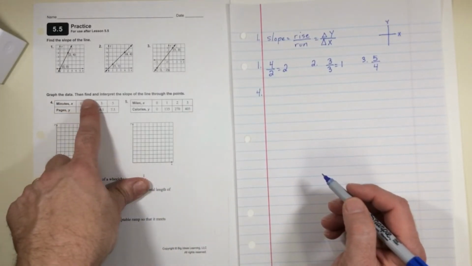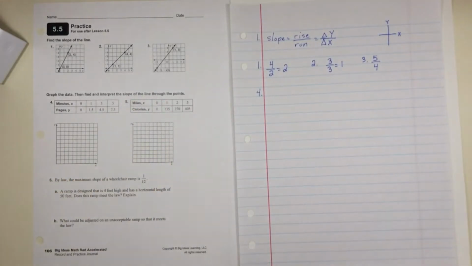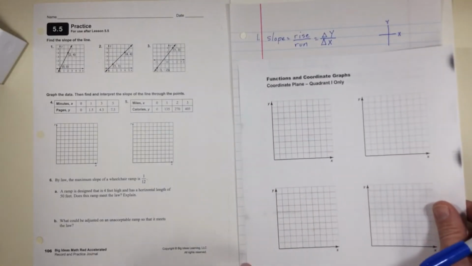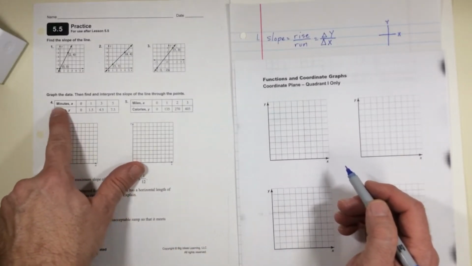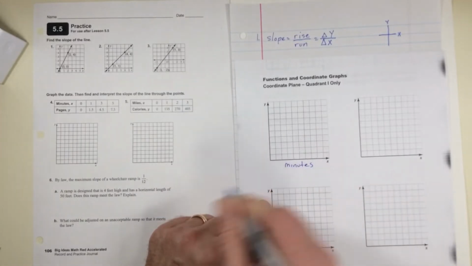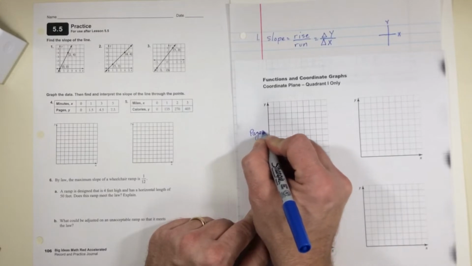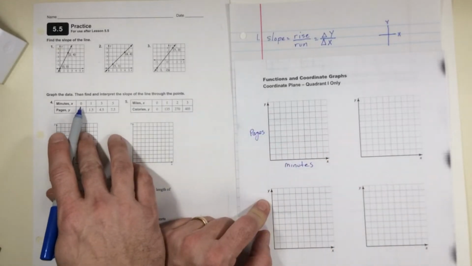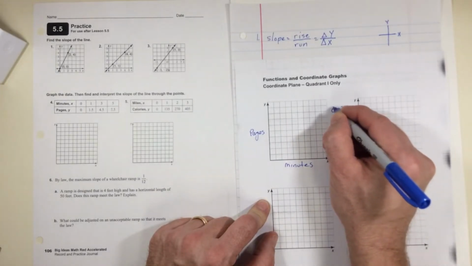Graph the data, then find and interpret the slope of the line through the points. So we have to graph it. So hopefully you still have those graphs that I passed out in class. They should look something like this. And here we go. Our X is minutes, so we'll write that down here, minutes. Our Y is pages, so pages over here. And the first point they give us is 0, 0. So I like to put the points over here, 0, 0.